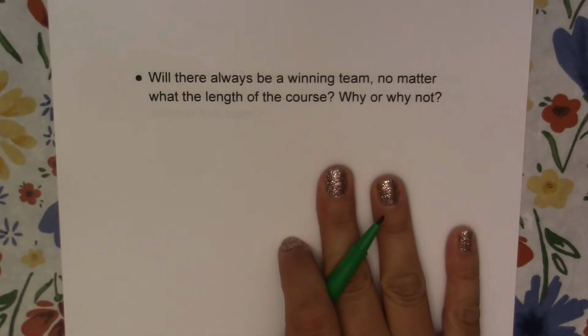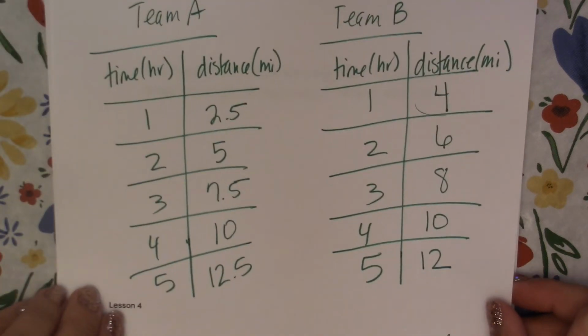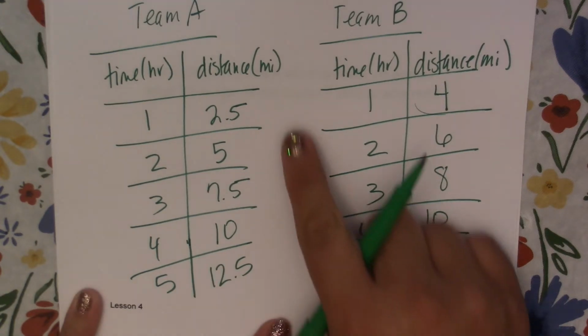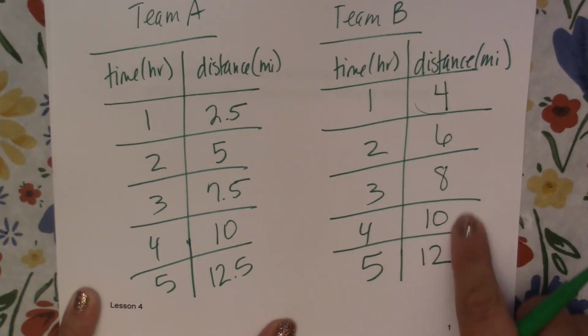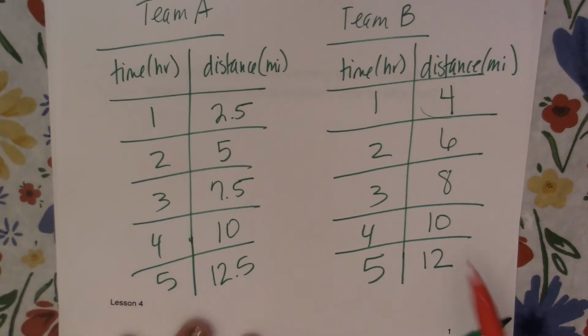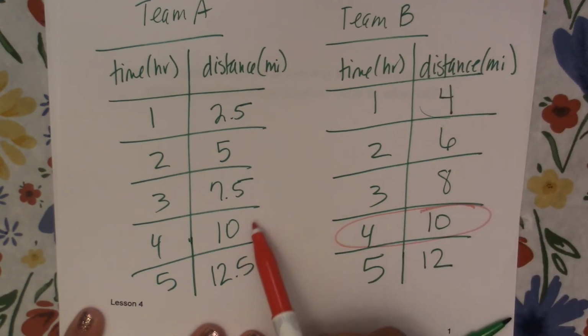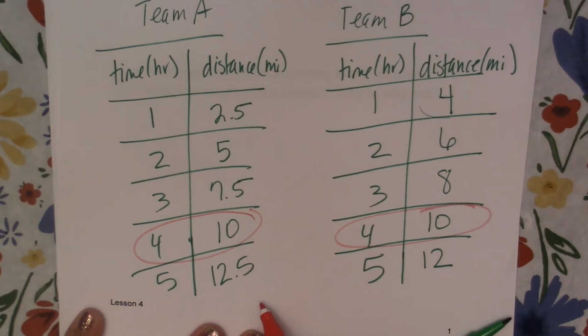Will there always be a winning team no matter what length the course is? Why or why not? So we need to go back and look at our table. And let's get that table in there. So we're looking at this, will there always be a winner? So we said up until this mark right here, let's maybe mark it in a different color, this part right here, Team B is the winner. And then after this mark here, Team A takes the lead and starts to become the winner.